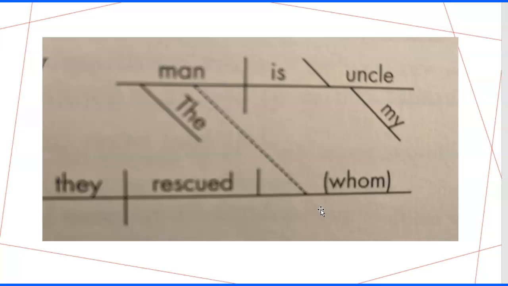We could say the man that they rescued is my uncle. We could say the man whom they rescued is my uncle. And both of those make sense. That's why it's understood and put in parentheses. Then, what is the subject and verb? They rescued. So because you can find that subject and the verb, you have to assume that whom or that is part of it, and that's going to be the direct object. So that's the hardest one.